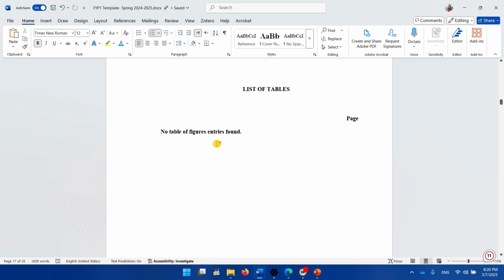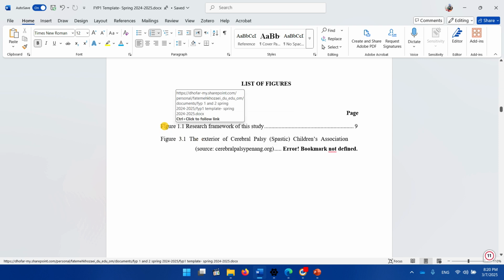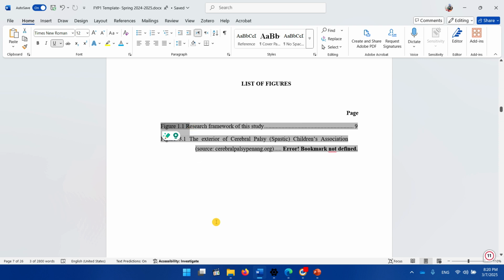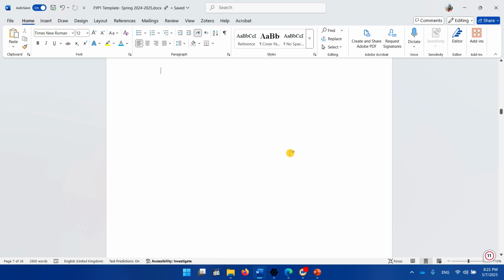So let's start from here. After the table of content, we have the list of tables, okay? And after that, the list of figures. Here, as you see, we have, for example, figure 1.1. What does it mean? If you're writing your chapter 1, the first figure in that chapter would be 1.1. If you're writing chapter 3, the first figure would be 3.1. Whatever figure you put, you have to give it a caption, the number of that figure, and also the page number, which comes at the beginning of your report.